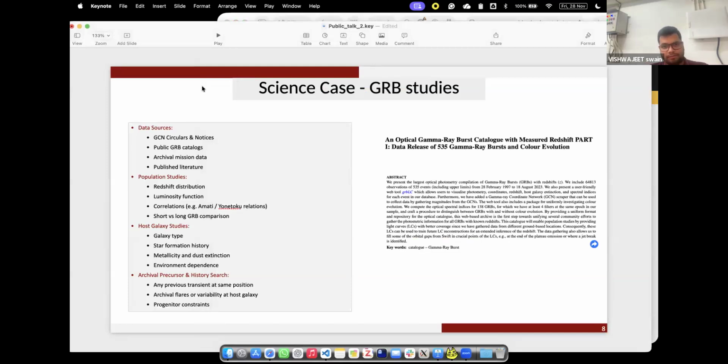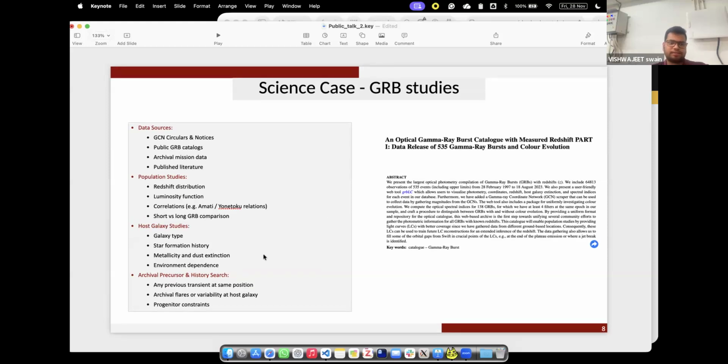So for GRB study, you can use the GCN circulars, the notices, and already published work, for example this paper, where there are lots of GRBs and all the photometric data. You can also use archival mission data. For example, if during the time of the event Gaia was also looking in that direction, then Gaia must have that data. So you can look into Gaia and check whether there is more data from other satellites.